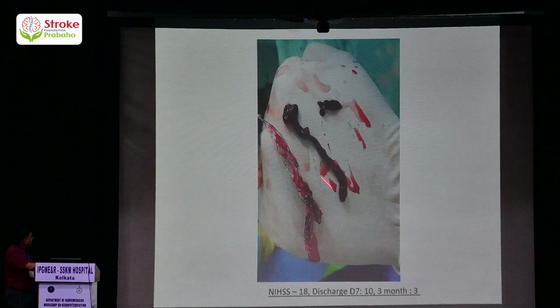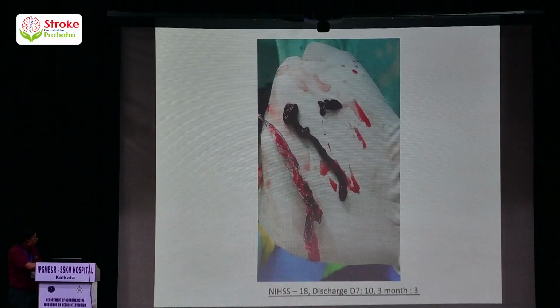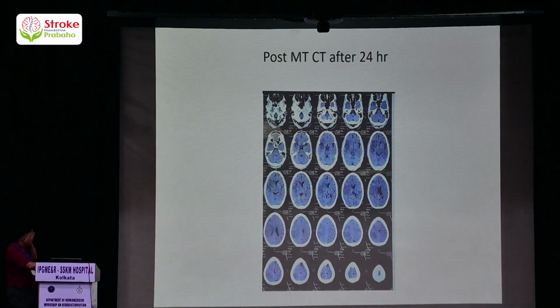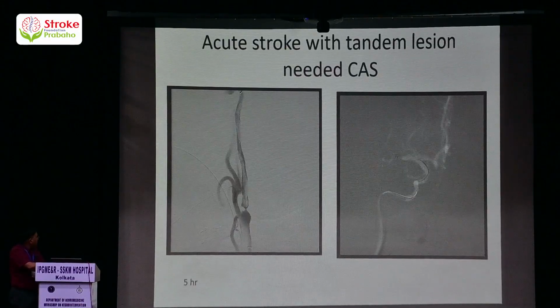And this is the clot we took out in the first pass. These are the two stent retrievers, both having clots here. And this is the post-op CT after 24 hours. Again, there is some hemorrhagic conversion, but not symptomatic.